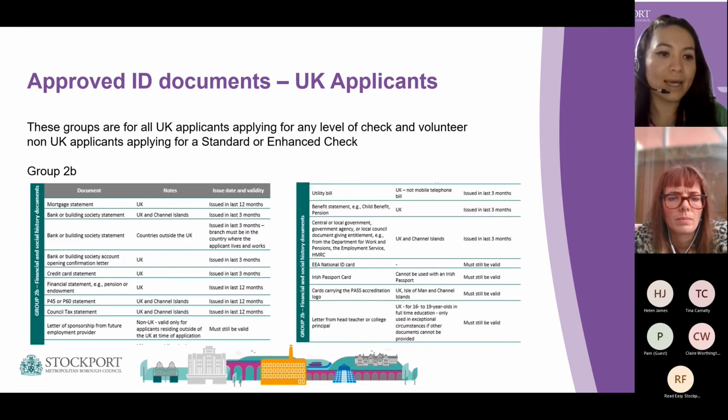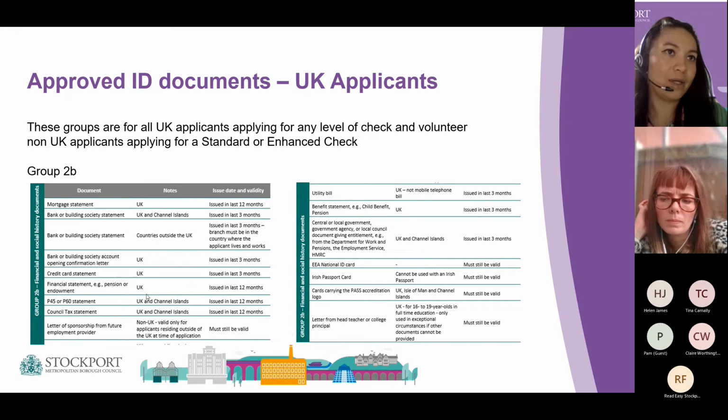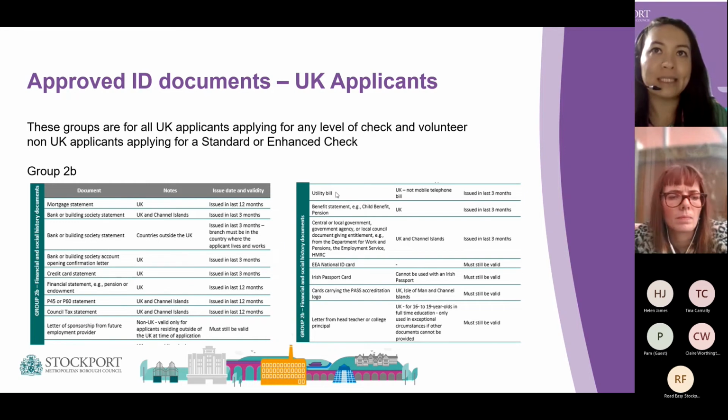And then Group 2B documents, most of these will have the applicant's current address on. So they can provide a mortgage statement, a bank statement, a credit card statement, council tax statement, utility bill. Those are probably our common ones. Just again to note where that document needs to come from. So to be a UK mortgage statement, they can't have a mortgage elsewhere.